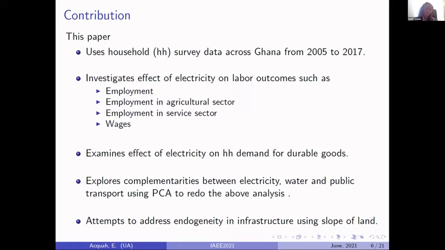Additionally, I will examine the effects of electricity on household demand for durable goods. This is just something I introduced. And then as an additional contribution, this paper tries to explore the complementarities between electricity, water, and public transport using principal component analysis to redo points one, two and three. I also attempt to address endogeneity in infrastructure using slope of land.